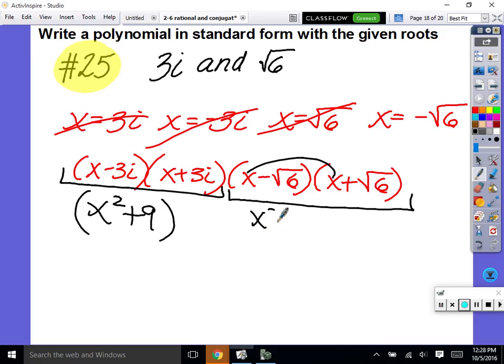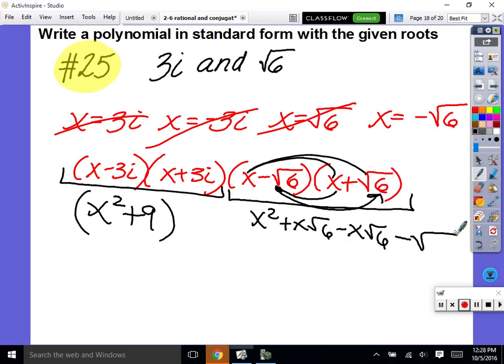X times x is x squared. X times positive square root of 6 is positive x square root of 6. Negative square root of 6 times x is negative x square root of 6. Careful, right? Here's where most people make errors. Negative square root of 6 times positive square root of 6. That's negative square root of 36, which is 6. Yep, so these cancel out the middle terms. So that's going to be x squared minus 6. So now we're multiplying by x squared minus 6. Does everybody see how I did that?